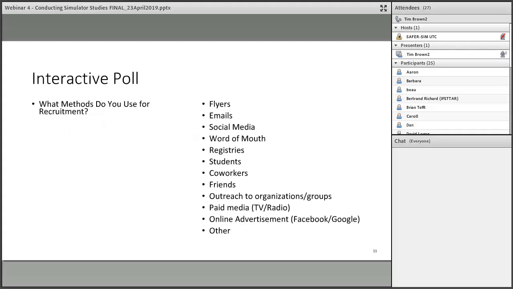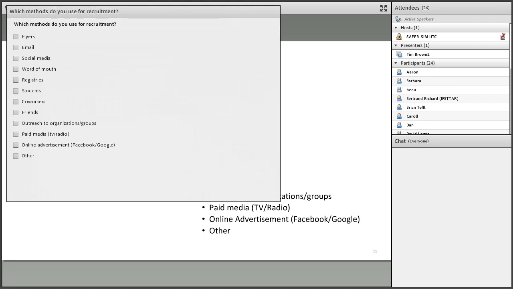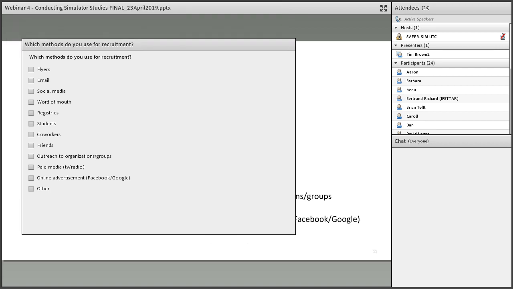So with this, we're going to go to our first interactive poll, and Jacob is going to pull this one up, which is going to look kind of like my slide, except it's going to allow you to respond. So which methods do you use for recruitment? I see votes coming in. There's lots more people than that are voting, but we're seeing the numbers move.